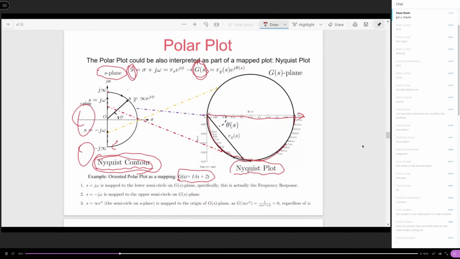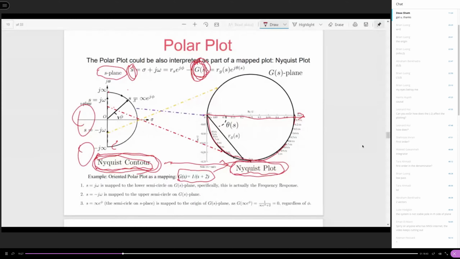Since this closed contour has a special name, the Nyquist contour, you can imagine the plot of G of S should have a special name too, because it's not an arbitrary one, it's a specifically selected one. So this polar plot, we call it a Nyquist plot, corresponding to the Nyquist contour. You got my point?